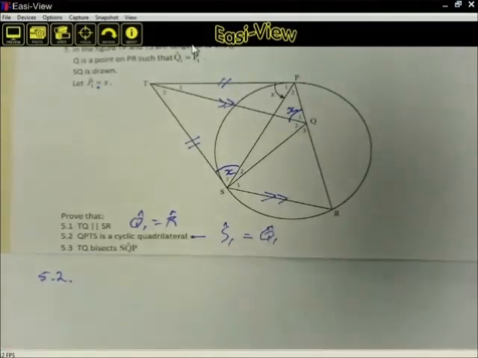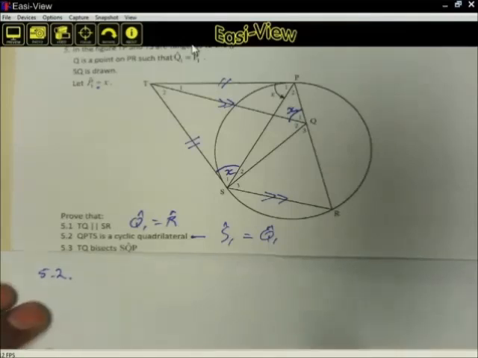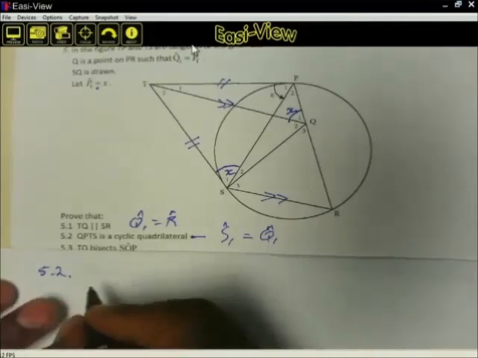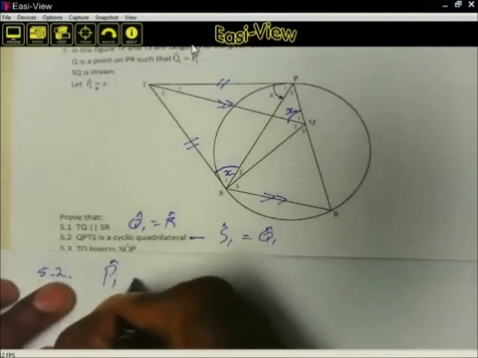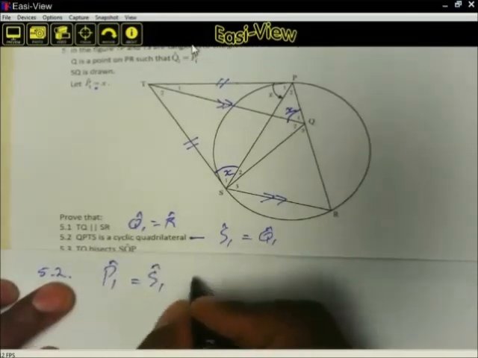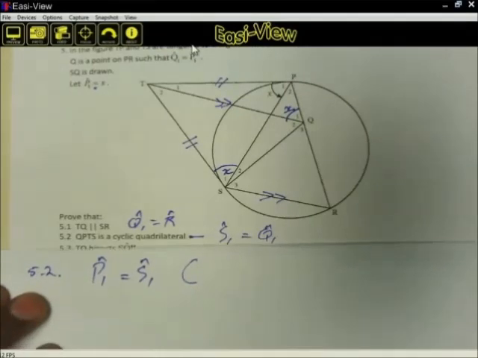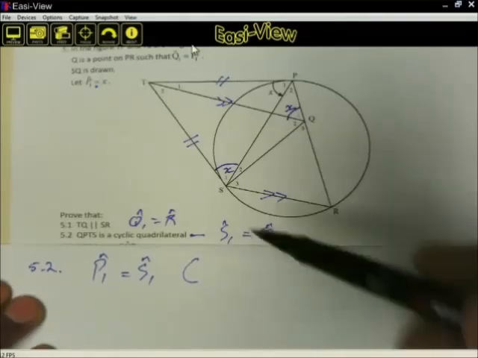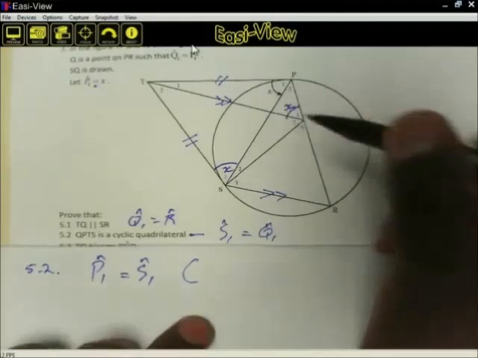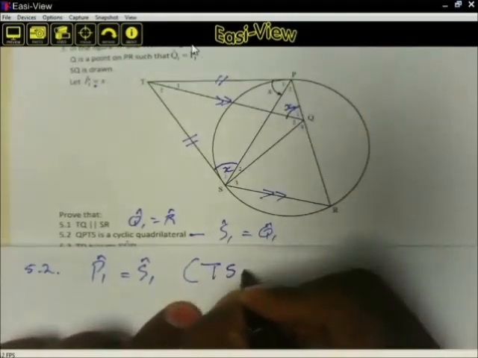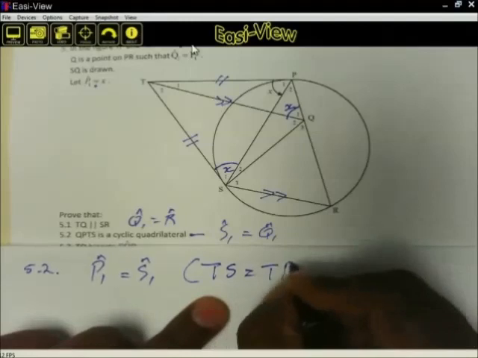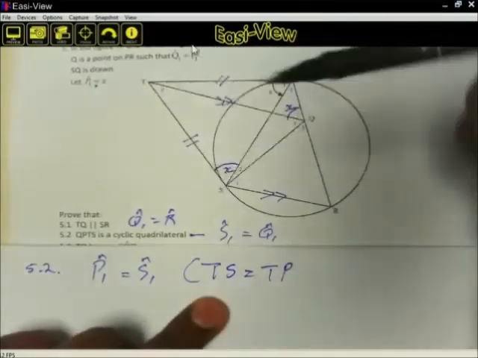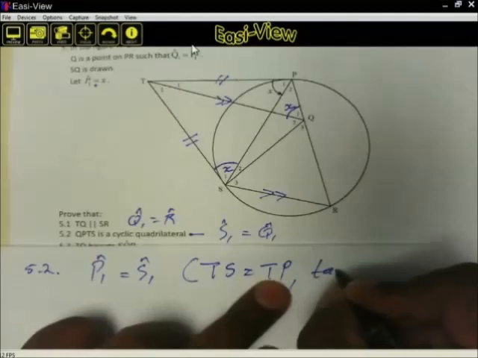Now we're going to work it out properly to prove that S1 is equal to Q1. Remember, already I said P1 is equal to S1. It's very important to provide appropriate reasons. This is Euclidean geometry. In Euclidean geometry, you need to provide a statement and a reason for your statement. Why do we say P1 is equal to S1? Because TS is equal to TP. Why do I say TS is equal to TP? Because those are the tangents.